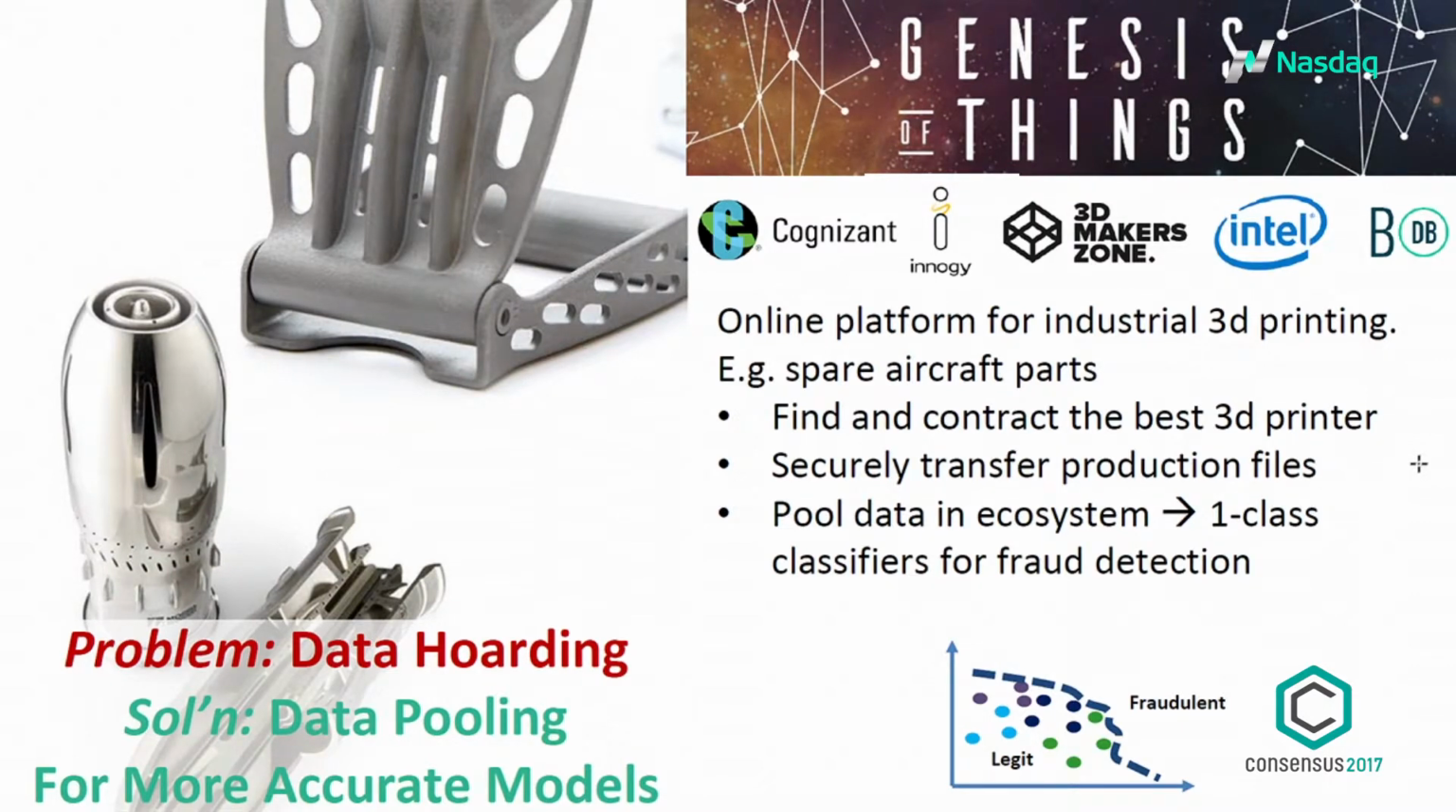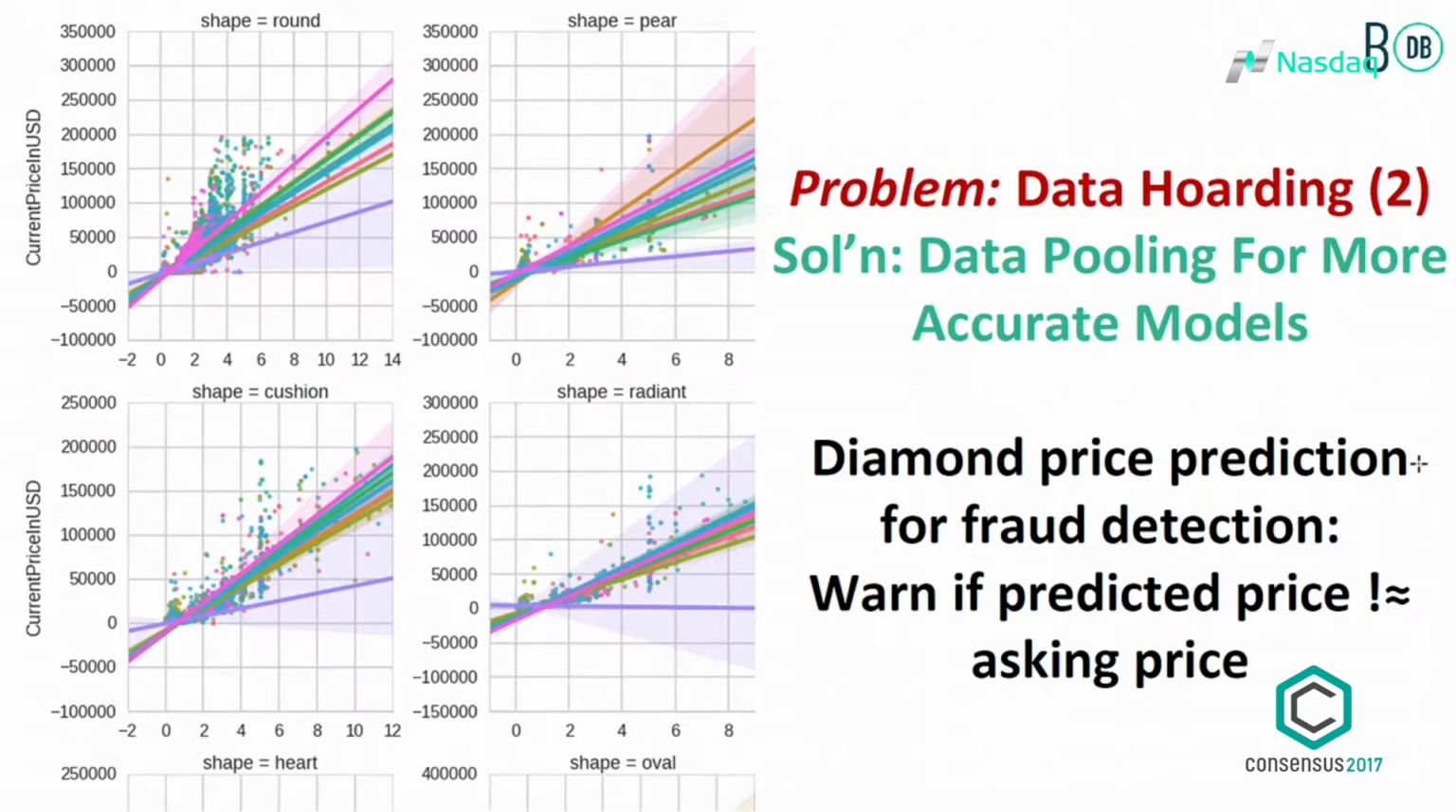So this is actually what we're working on with Cognizant Energy, 3D Maker Zone, Intel. And it's basically leading to more accurate models for fraud prevention in supply chain. Another example for fraud prevention in supply chain is with diamonds.